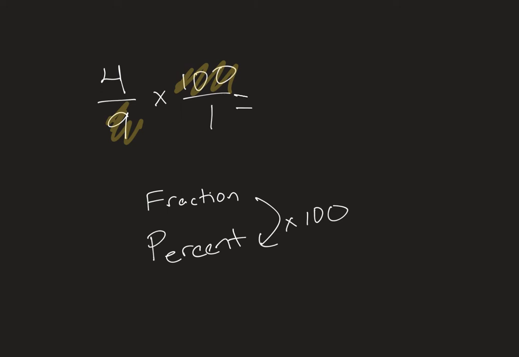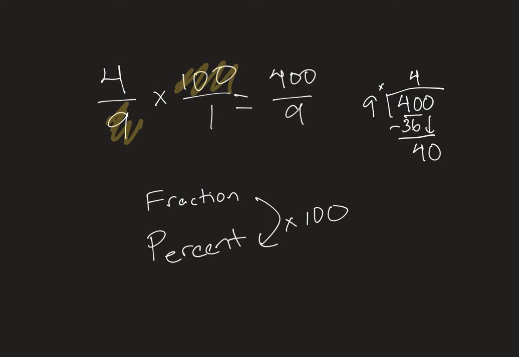4 times 100 is 400. 9 times 1 is 9. Now, if we wanted to type into our calculator 400 divided by 9, we could, but we're going to do a little long division. So we're going to do 400 divided by 9. Okay, Libby, 9 into 40. How many times without going over? 4. 4 times 9 is 36. Subtract 40 minus 36. 4. Bring down the 0. 9 into 40, how many times? 4. 4 times 9 is 36. Subtract. 4. Okay, and we can stop there.